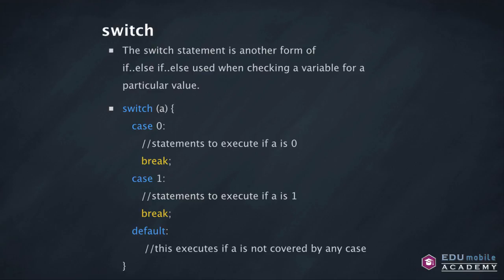Now, the variable we're checking has to be an integral type, a char or an int of some kind, but it cannot be a double, for instance. In this case, we assume it's an integer or a char, and we say case 0. The case condition must be of the same type as whatever A is, or whatever we're checking in the switch. So we check for A equal to 0, that's case 0, and then we do the statements we want to execute if A is 0, and then we break.